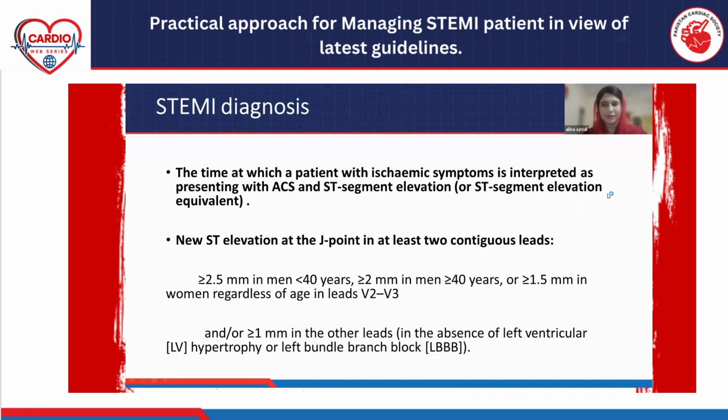So what is STEMI? It is the time at which a patient with ischemic symptoms is interpreted as presenting with ACS and ST elevation. New ST elevation at the J point in at least 2 contiguous leads, of more than 2.5 mm in men less than 40 years, and more than 2 millimeters in men more than 40 years, or 1.5 mm in women regardless of age in leads V2 to V3, or 1 mm in other leads, in the absence of left ventricular hypertrophy or any bundle branch blocks.